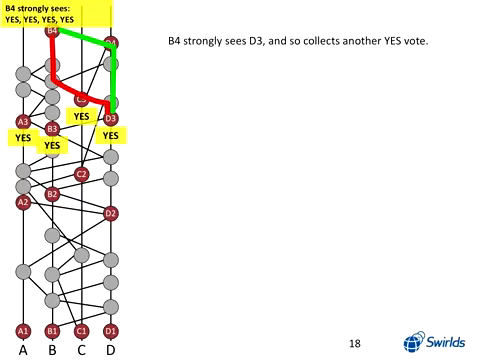So we're done here. B4 was actually able to collect a vote from everyone. You won't always be able to collect a vote from everyone. Sometimes you'll only collect a vote from yourself. Sometimes you'll only collect a vote from less than 2/3 of the population. But in this case, it collected a vote from everybody.